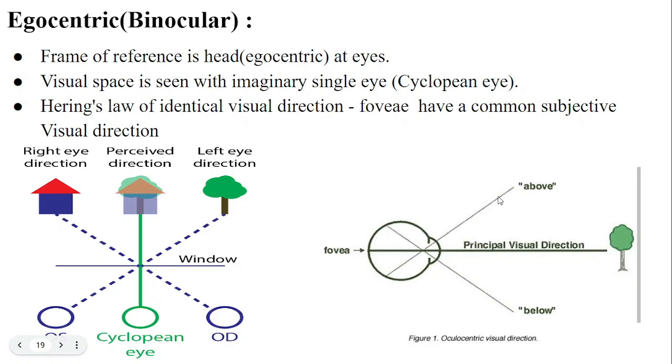This law is important for binocular fusion as it ensures that the images from each eye are correctly aligned in visual space. Without this alignment, double vision or other visual distortion can occur.